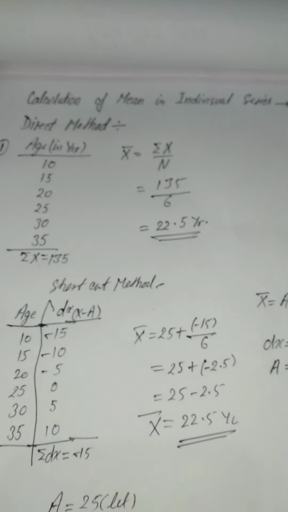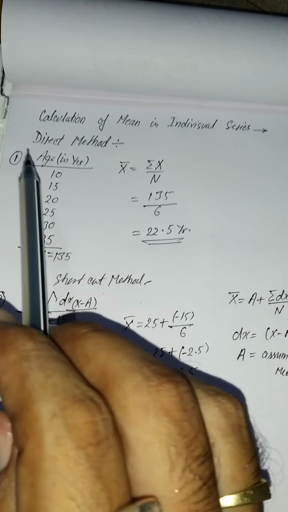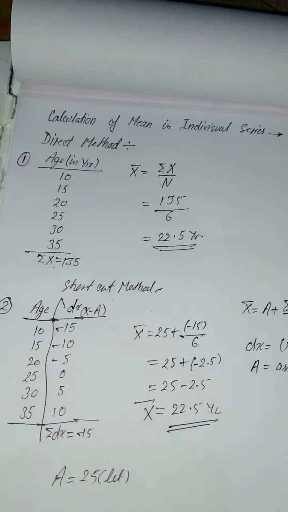I think it will be clear to all of you how we can calculate the value of mean in individual series by the direct method and by the shortcut method.